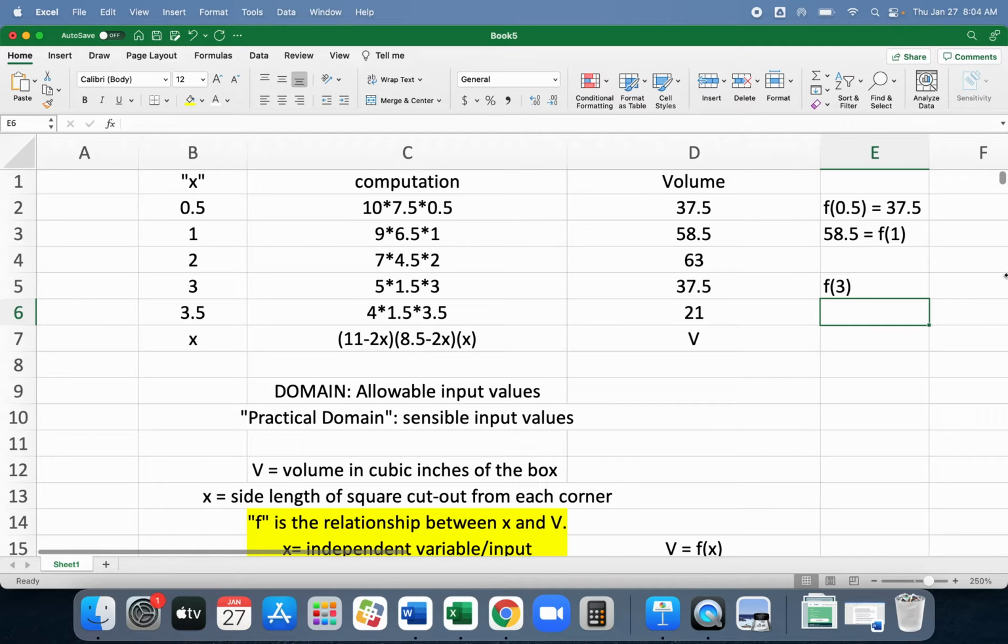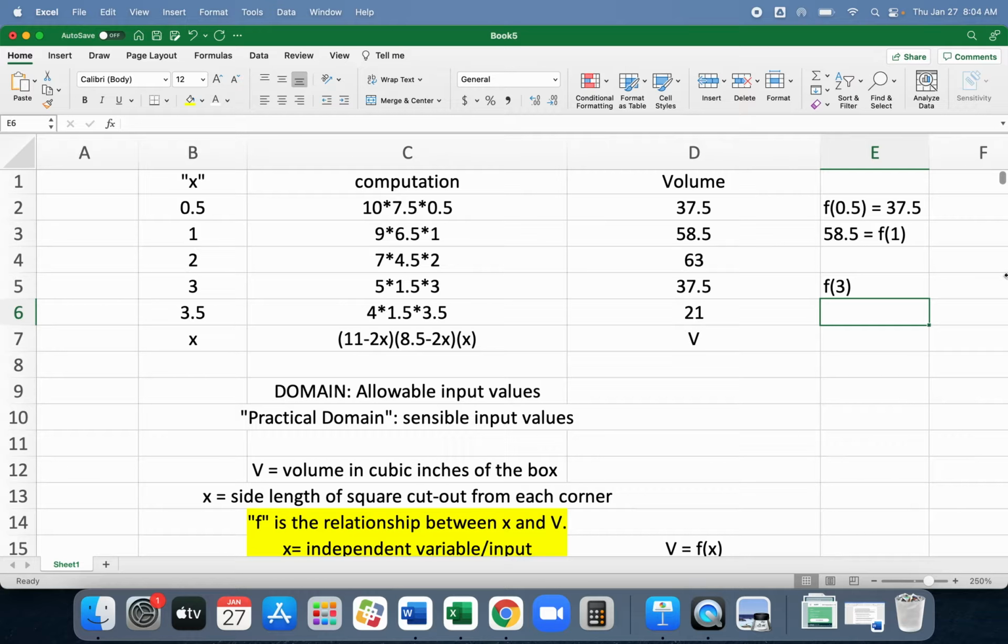Now, f of 3 and f of 0.5 have the same value. That's okay. We're allowed to have the same result as many times as we want. You could have the same result for every single number if you have a constant function like f of x equals 19. Is that going to be the case for this box? No. But whatever function you bothered to write out like that, it's possible to have functions that, for any input, have the exact same output. It's just not very interesting.